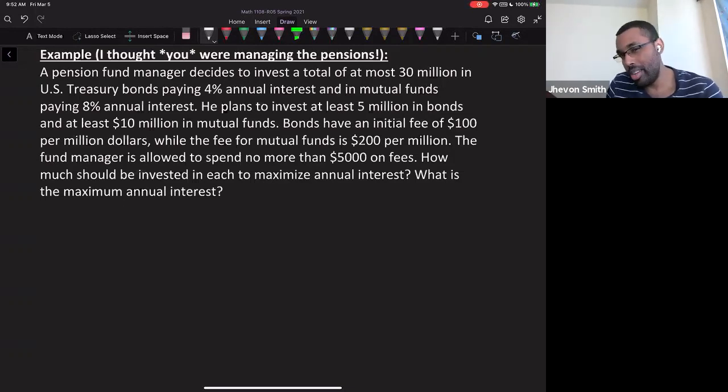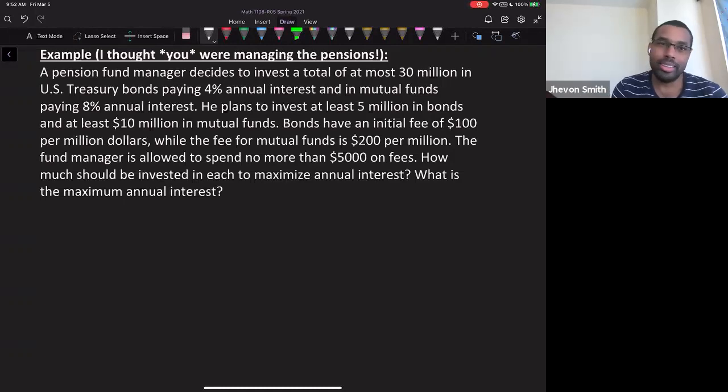However, no one's going to give you anything for free. There are fees to this. So you will pay $100 for each $1 million spent on the bonds, right? So it's like a 0.1% interest fee or something like that. And you'll have to pay $200 per million that you invest in mutual funds, right?